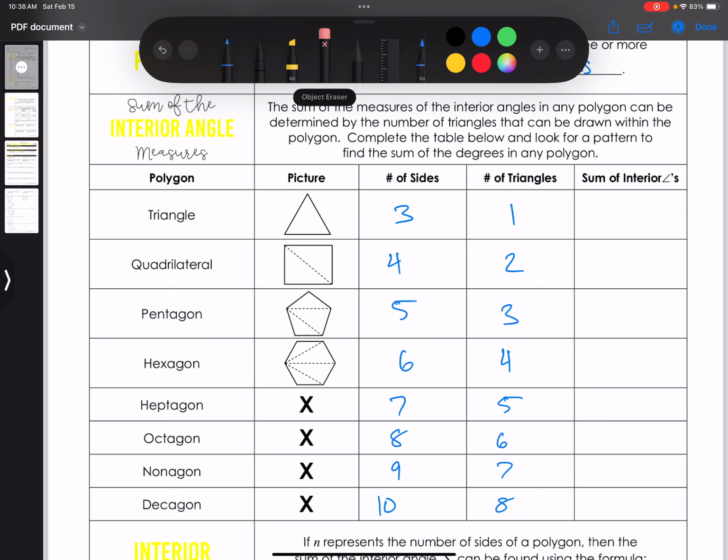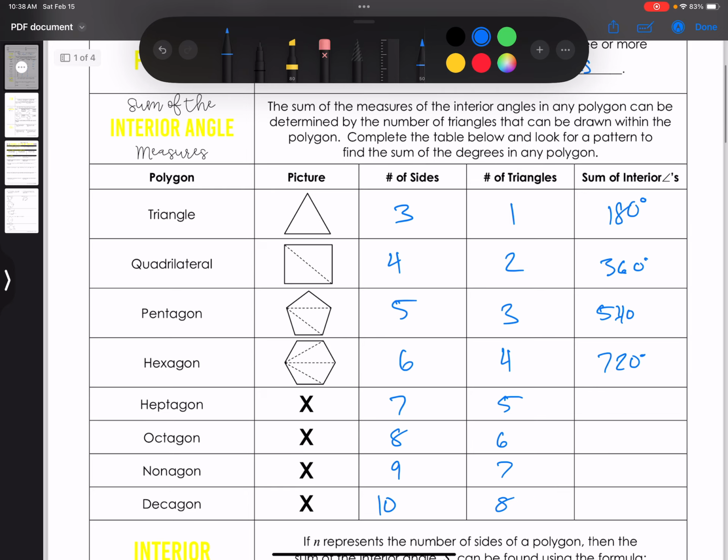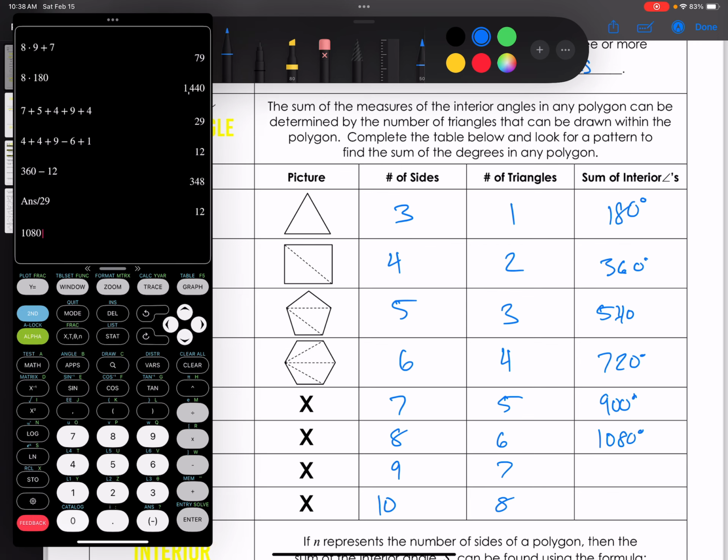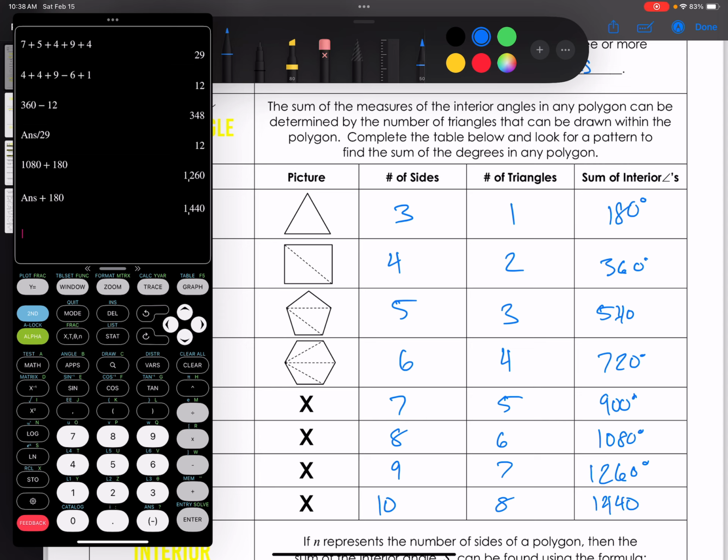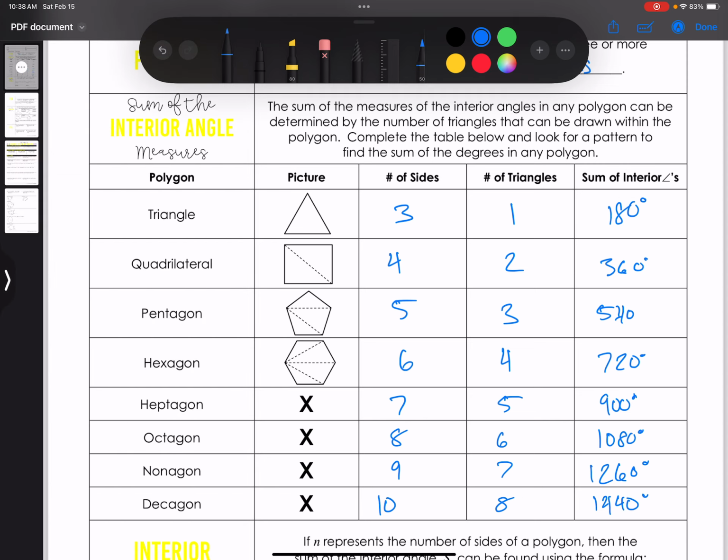And now if we take all of those triangles and add in their 180 degrees, this first triangle only has 180 because there's only one triangle. The quadrilateral has two, so it's got 360. Pentagon has three, so it's got 540. The hexagon has four, so it's got 720. And then we've got 900, and then 1080. And then, let me double check my math, 1080 plus 180 gives me 1260. And then add one more 180, and we have 1440. Okay. And you're more than welcome to memorize all this, but that's a lot of stuff to remember.